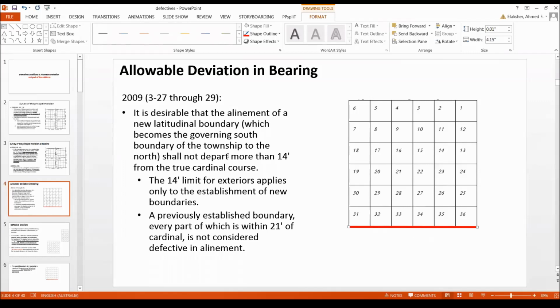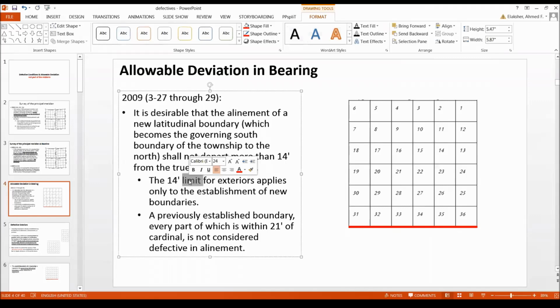So it has to be less than 14 minutes out of the two quadrennial course here, meaning if it's more than 14 minutes from the east-west direction, that's not desirable. And it didn't really say if you need to re-establish the line, but from the next sentence, the 14-minute limit for exterior. So the word limit here, I interpret this word as it's a limit. If you exceeded the 14 minutes, you have to resurvey.